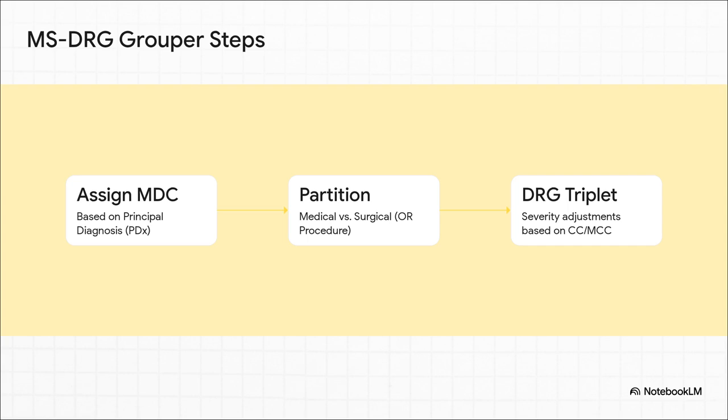Step 2, it splits the case into a medical or surgical partition. For MDC 17 patients, this is massive. It separates something like basic medical management of neutropenic fever from highly complex, high-weight surgical procedures like bone marrow transplants. And finally, Step 3, it assigns the final DRG triplet based on the overall severity.